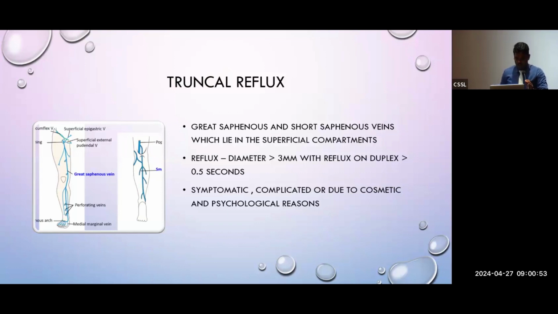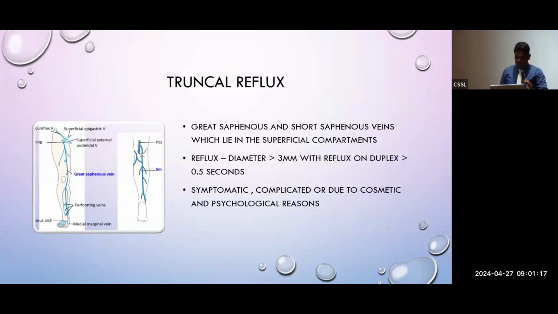So I'm not going to touch that. The truncal venous system comprises the great saphenous and short saphenous veins. And sometimes you can have accessory great or short saphenous veins causing reflux. If the diameter of the truncal vein is more than 3 mm, with reflux on duplex of more than 0.5 seconds, we consider it a refluxing vein.